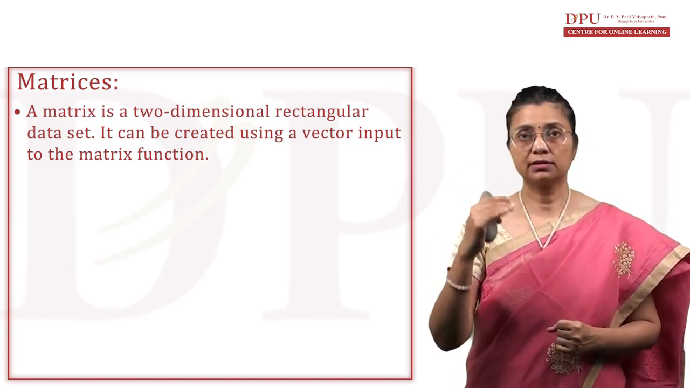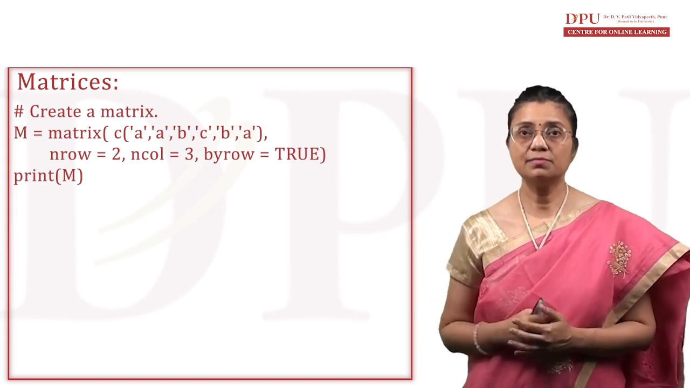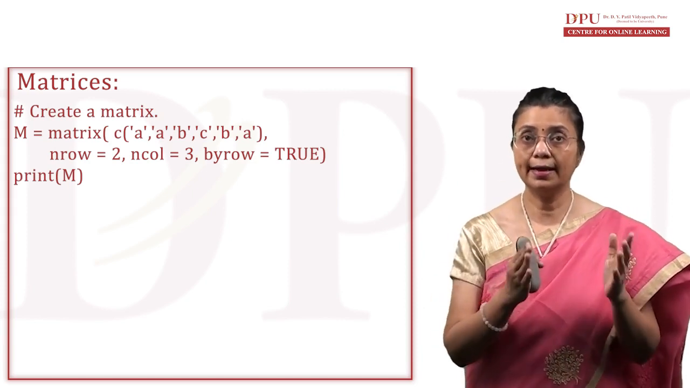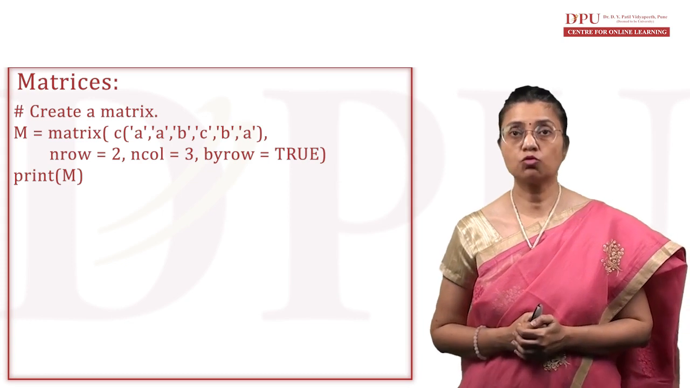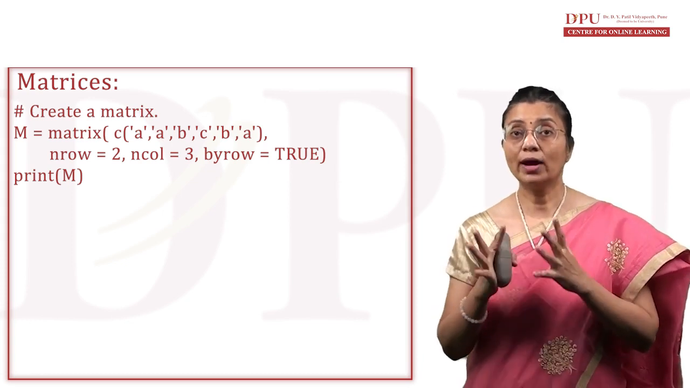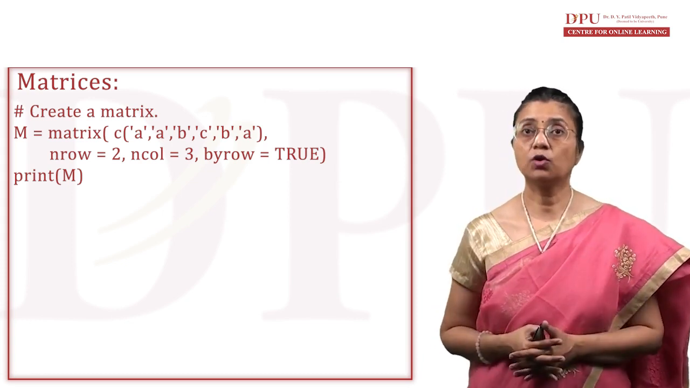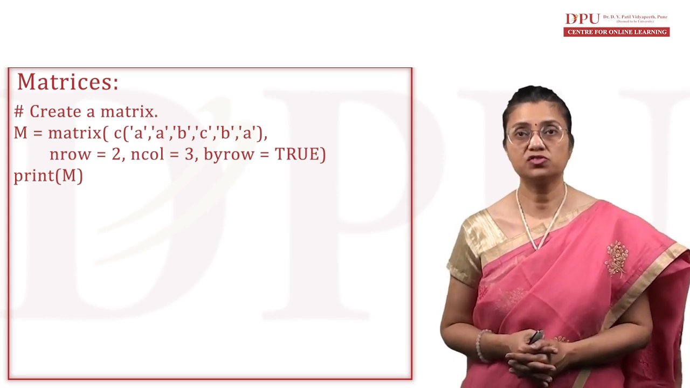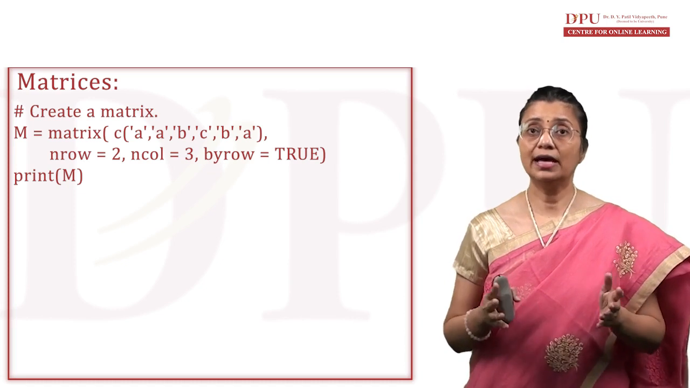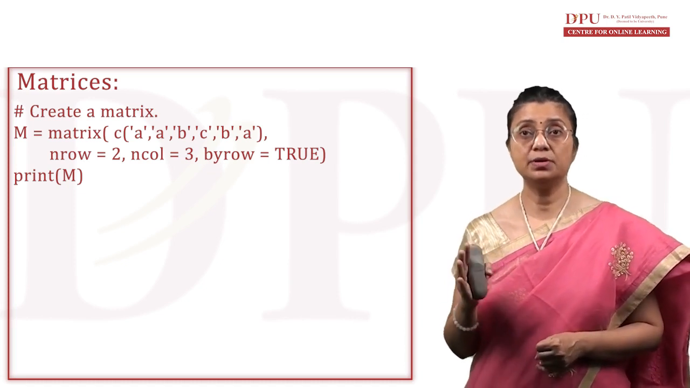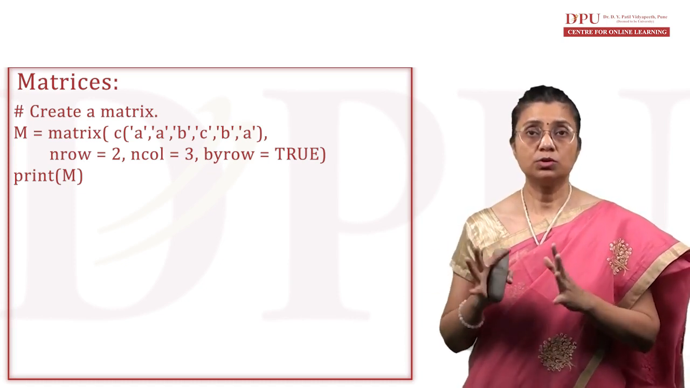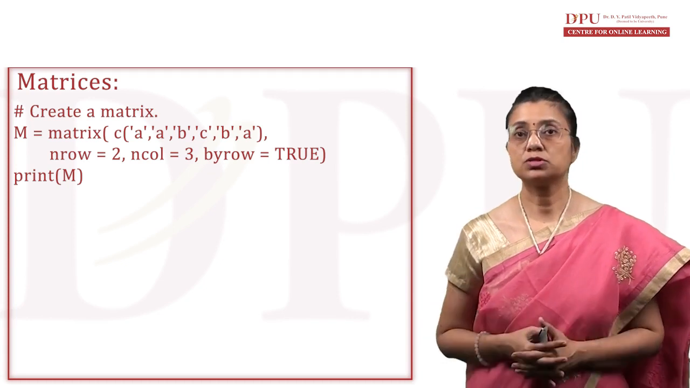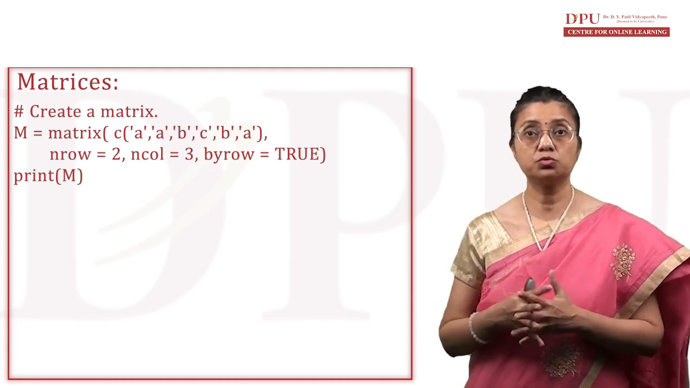Let's have a look at the code. First, I'm creating a matrix. So there I have written M. M is my variable which is holding a matrix, equal to matrix, which is a function I'm calling. Within brackets, I have passed the values with the help of the c function, which is the combine function. The values are A, A, B, C, B, A. nrow equals 2, which means number of rows equals 2. Number of columns equals 3.